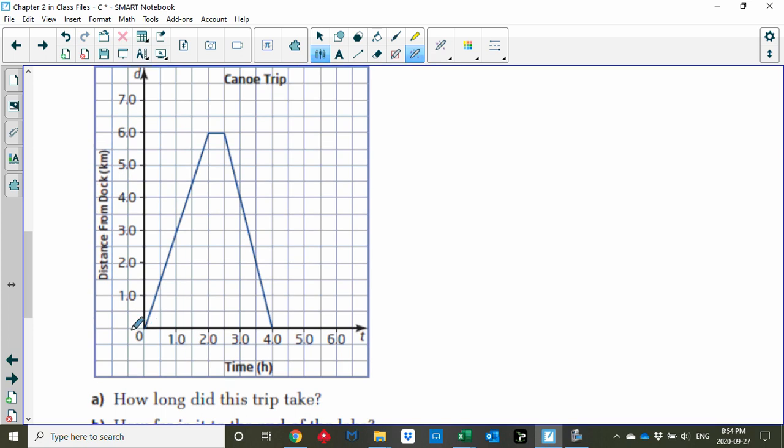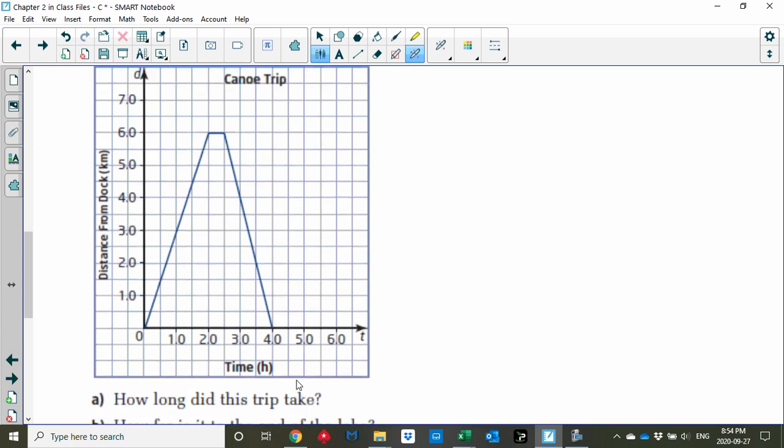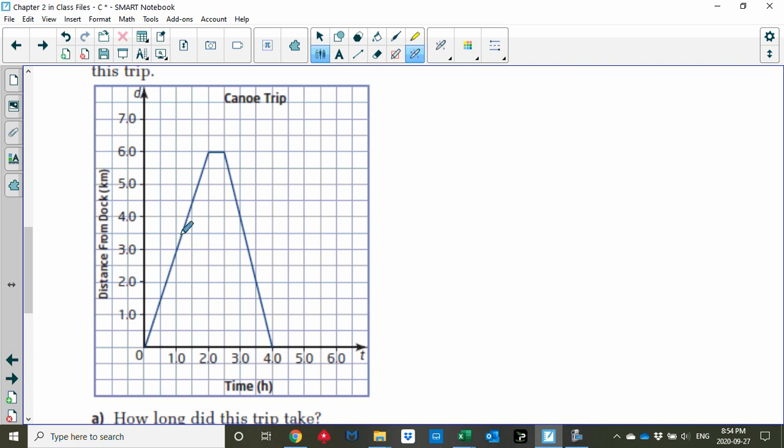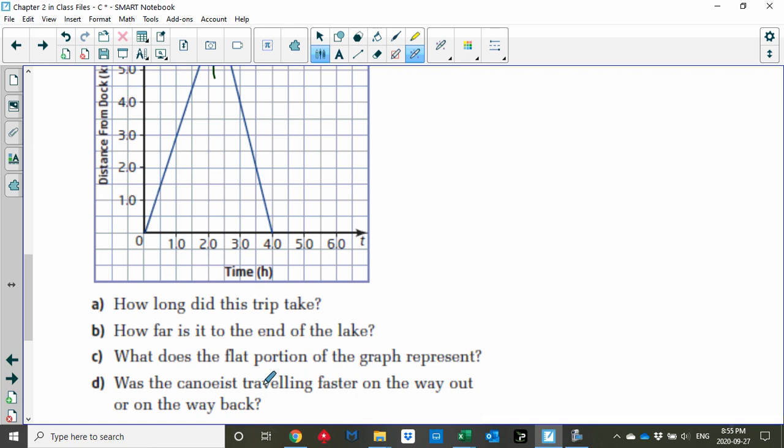Well, this person left at 0 hours. They went all the way up, across, and back, and they got back at 4 hours. So the whole trip was 4 hours. How far is it to the end of the lake? Well, you end and you stop right here before you start to go back. If this person went all the way to the end of the lake, it's 6 kilometers away. Then they go another 6 kilometers back. What does the flat portion of the graph represent? It's the exact same as with the CBR. That person stopped.